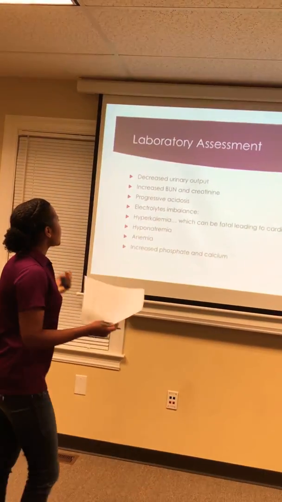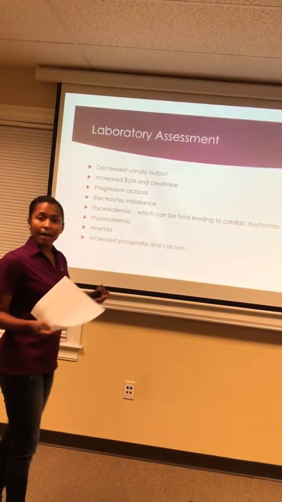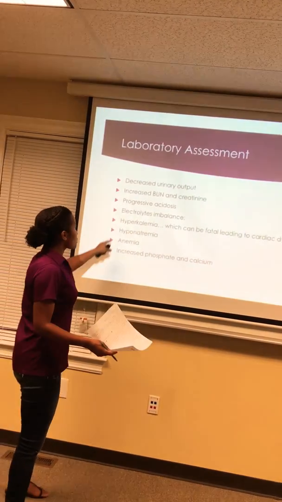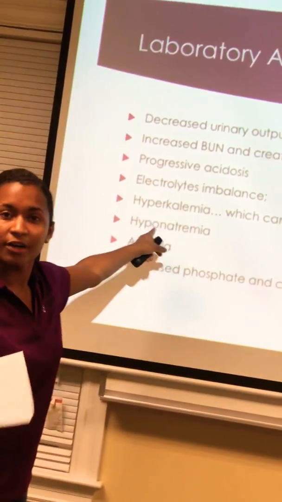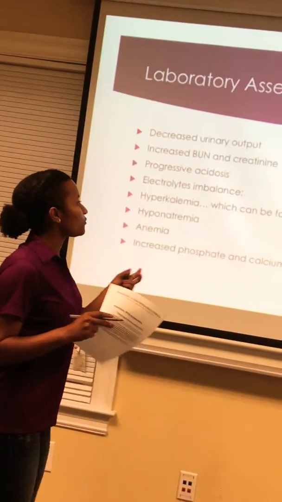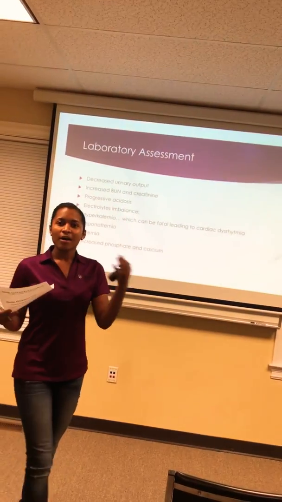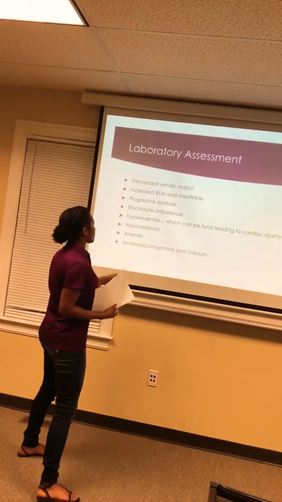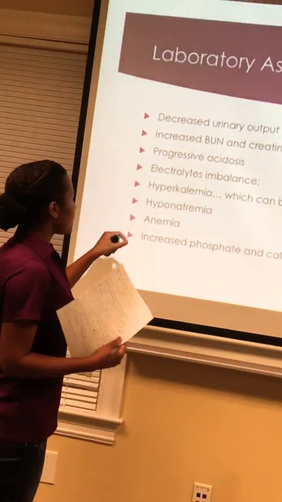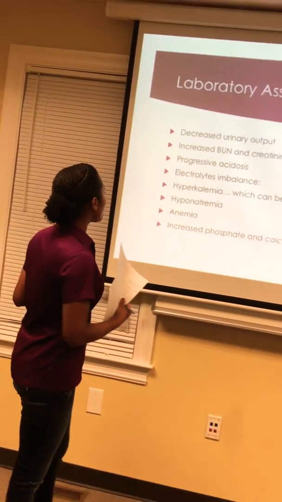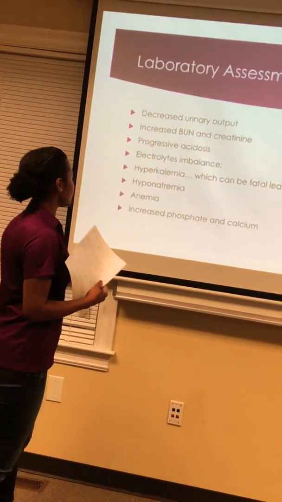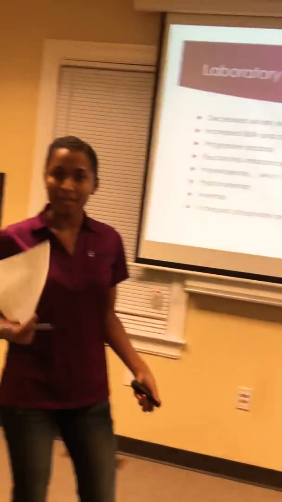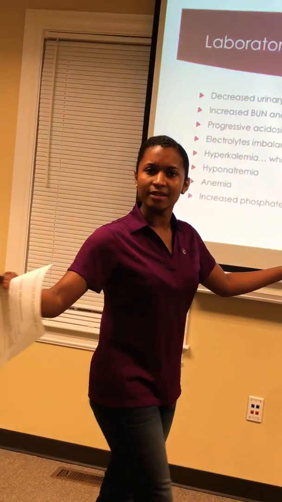Now, like I said, the electrolytes are imbalanced in the body. So what are we looking at? What are we most concerned about? First off, we're concerned about hyperkalemia, which can be fatal, leading to cardiac dysrhythmia. And we're also concerned about hypokalemia. The child will have anemia, and an increase of phosphates and calcium in the blood. So everything is thrown off at this point.